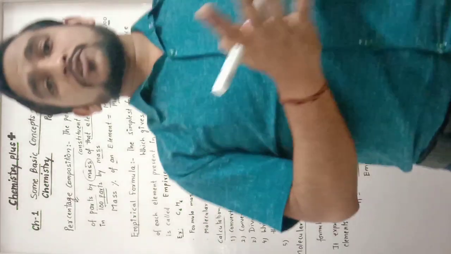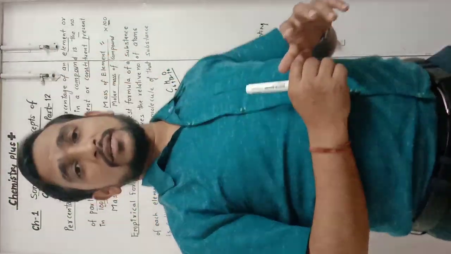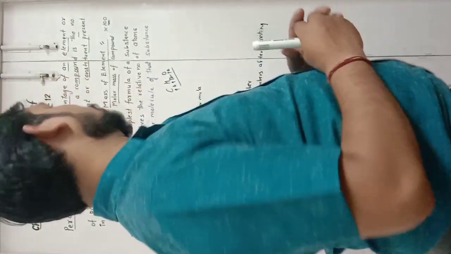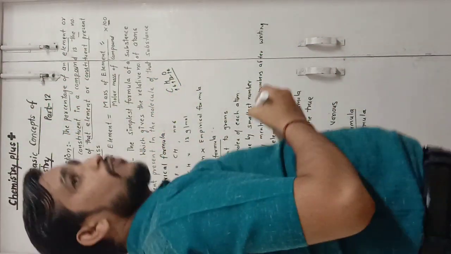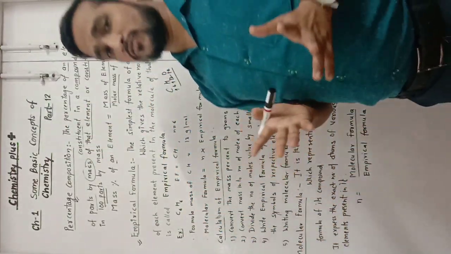If we know the percentage composition, then we can easily find out how much amount is present in a particular formula. The next topic is the empirical formula, and the next one is the molecular formula. These two are different forms.